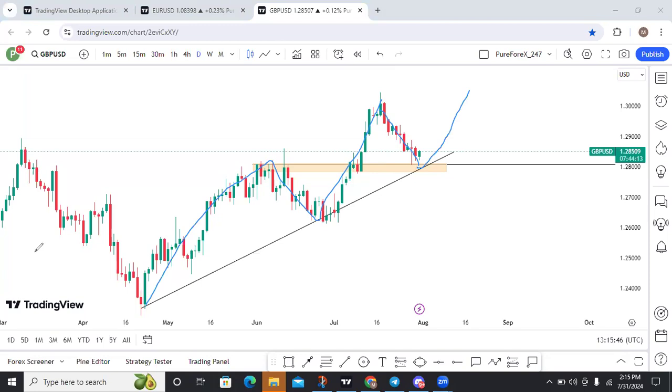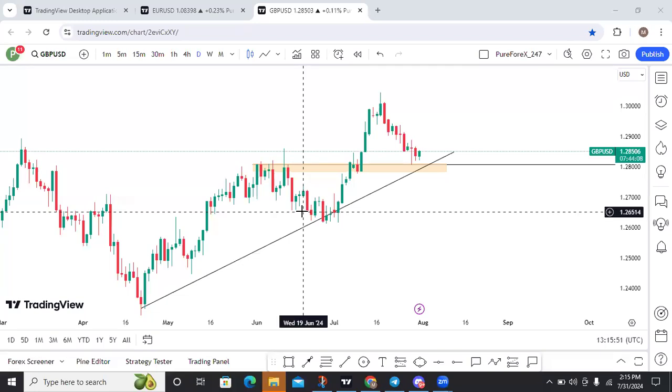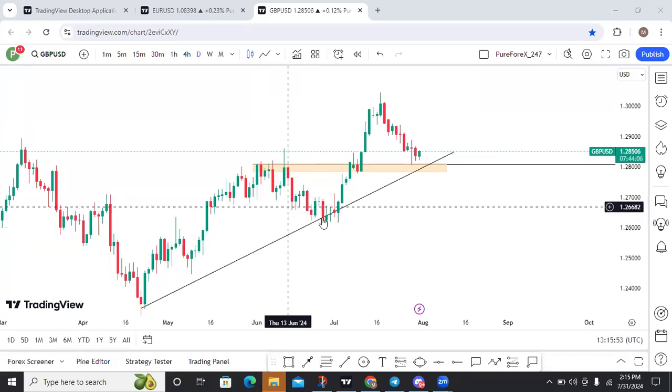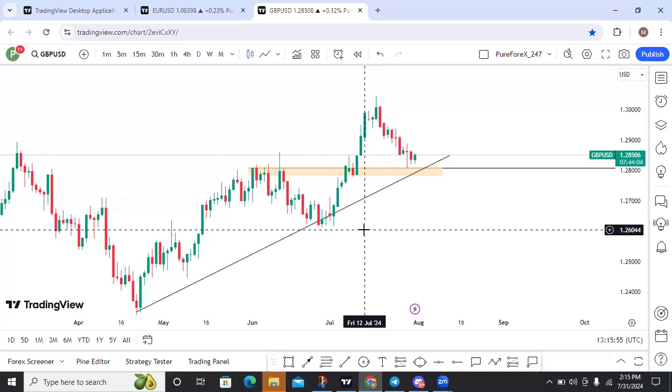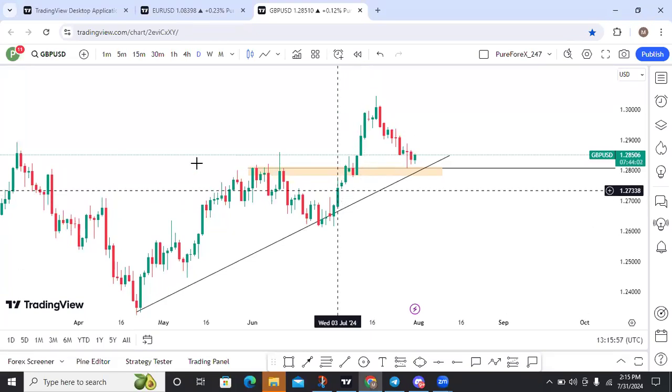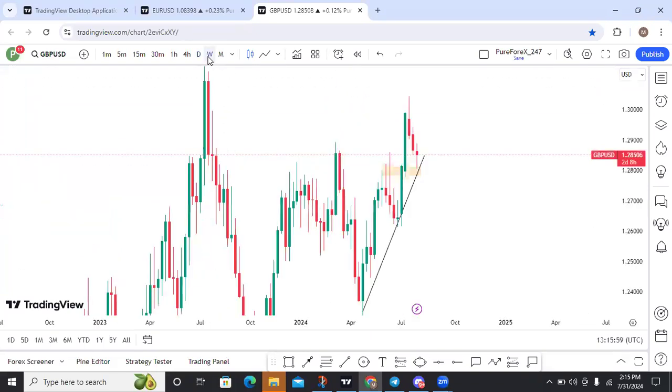All right. So guys, now let's look for confirmation of this particular setup. The confirmation of this setup is going to come from the weekly or monthly time frame, as the case may be. So let's go to the weekly. See, look at the weekly.